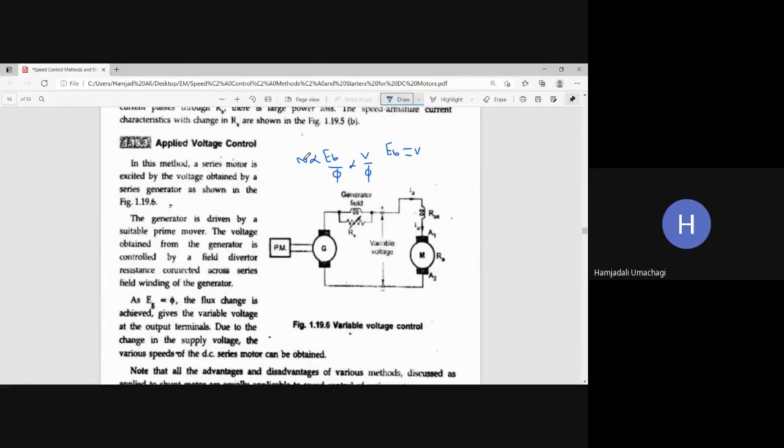So in order to change the applied voltage, this is the motor whose speed we need to control, and the input to this motor is what? This is a DC series motor. Input to this motor, from where are we getting it? Motor input means electrical input should be there, and that electrical input we are going to get from this generator. Now if you see the generator field winding, it is having one rheostat in parallel with it.